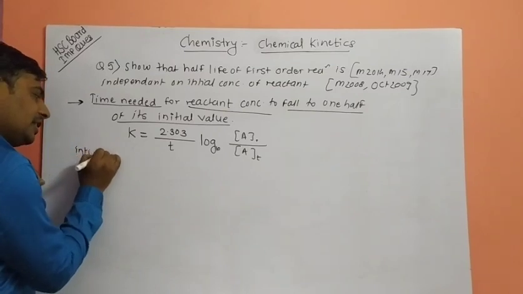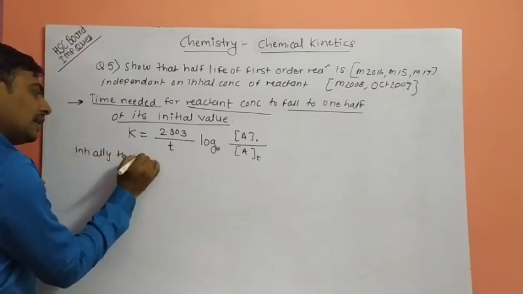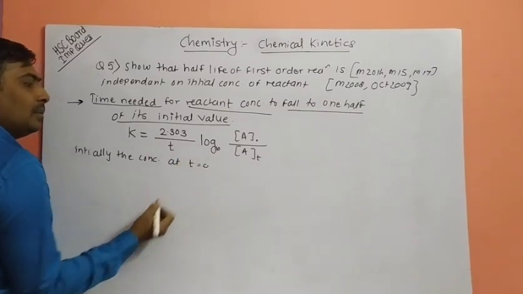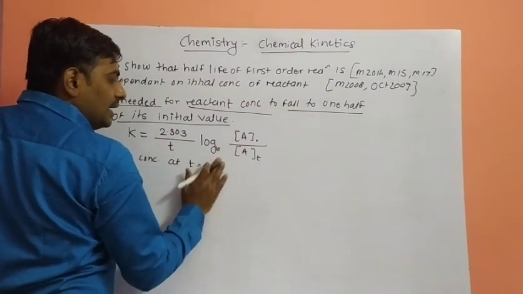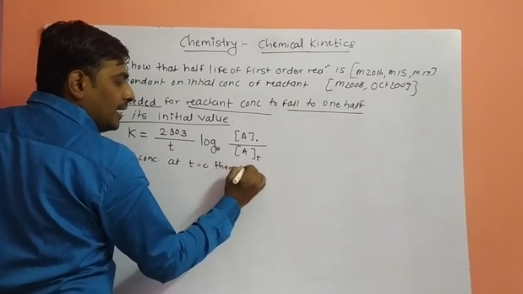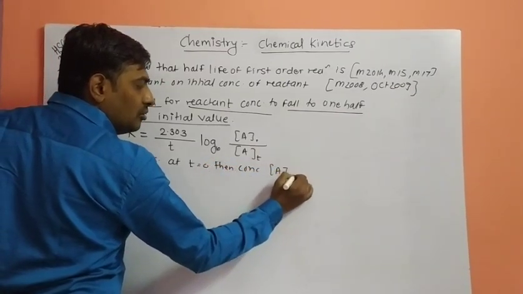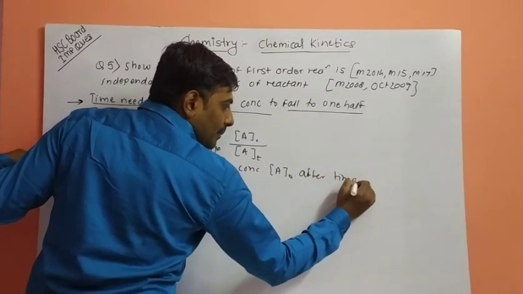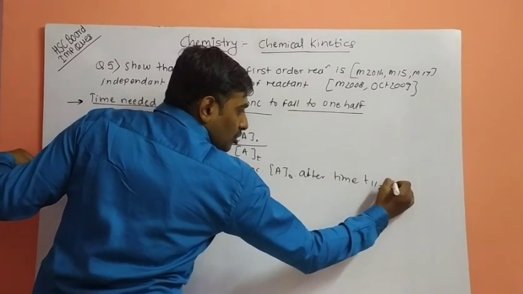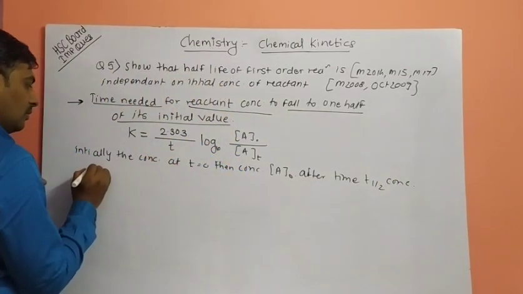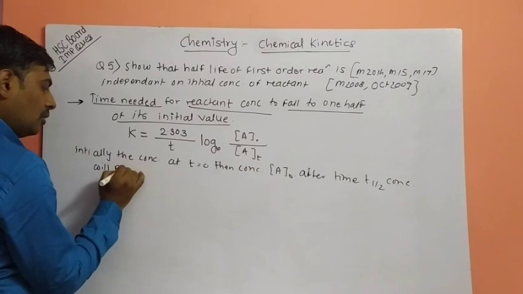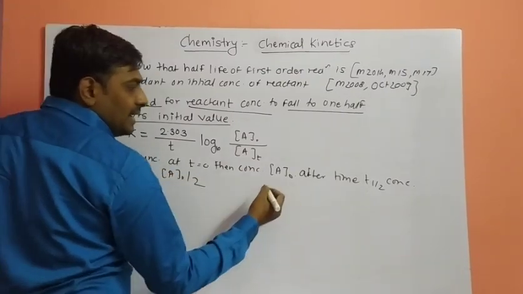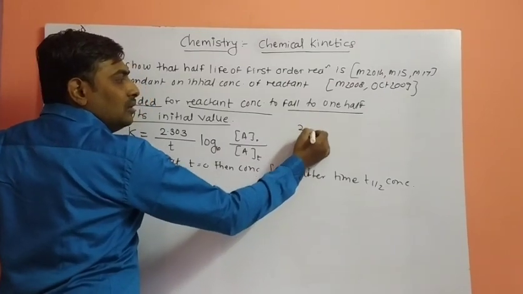Initially, the concentration at time T will be T0. What is the concentration? A0. But after some time, after time T1/2, the concentration will fall to A0 by 2.